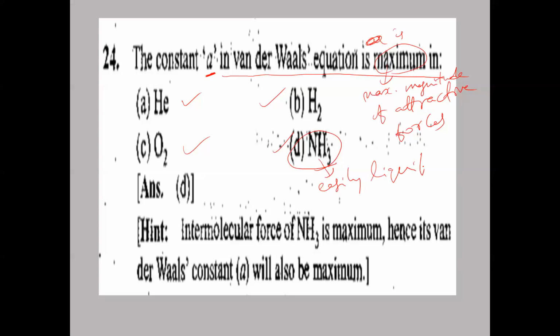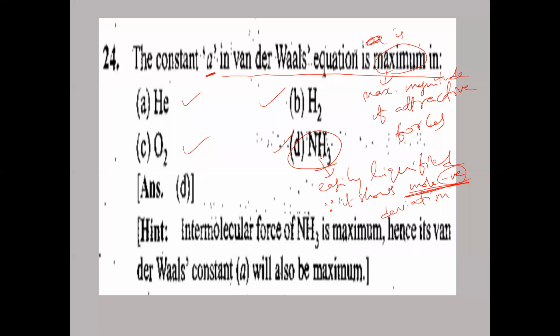So which gas can be easily liquefied in the given list? Ammonia can be easily liquefied. Why is it easily liquefied? Because it shows more negative deviation from ideal behavior. So ammonia shows more negative deviation from ideal gas behavior. Therefore, ammonia can be easily liquefied.